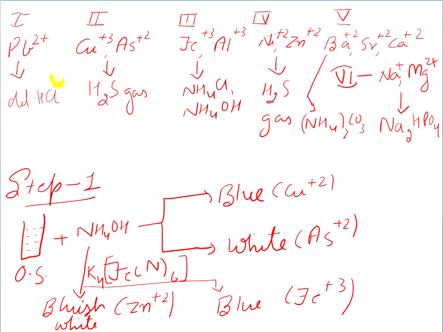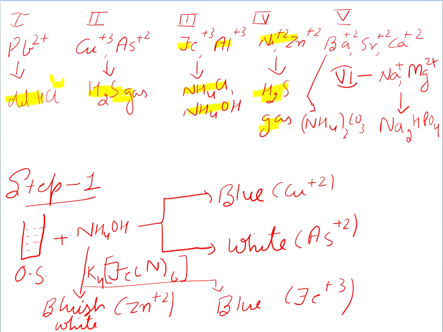There will be seven groups. Okay, seven groups will be there. So the group reagent you have to remember. First group, the group reagent is dilute HCl, in which lead is present. In second group, H2S gas is there, in which copper and arsenic are present. Group reagent you have to remember. Okay. Third group, iron and aluminum are present, in which NH4Cl and excess of NH4OH is the reagent. Clear? And fourth group, nickel and zinc are there, and the group reagent is H2S gas.